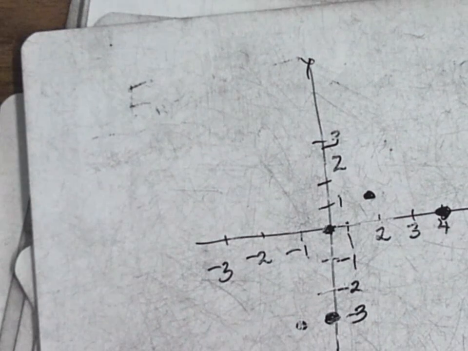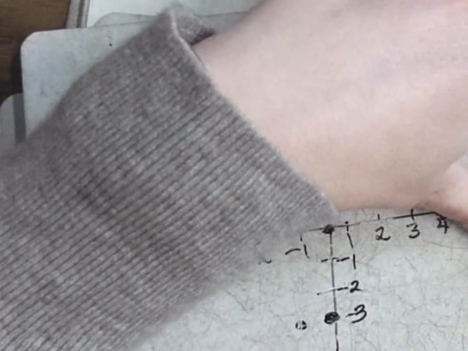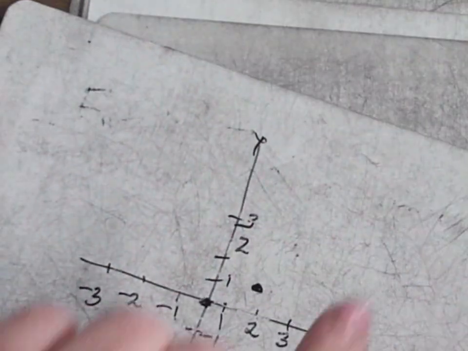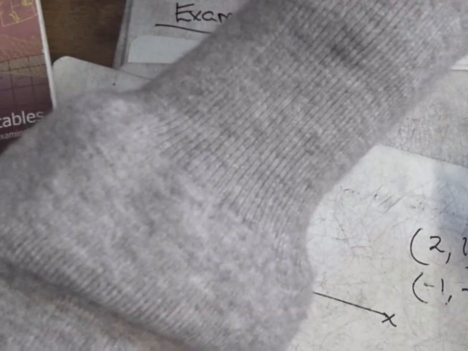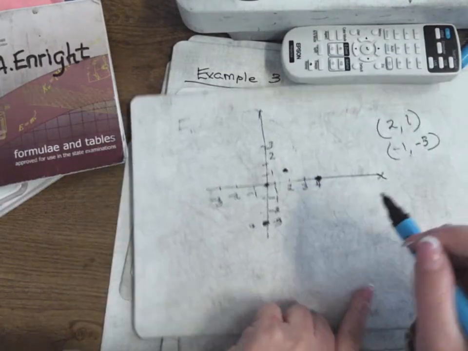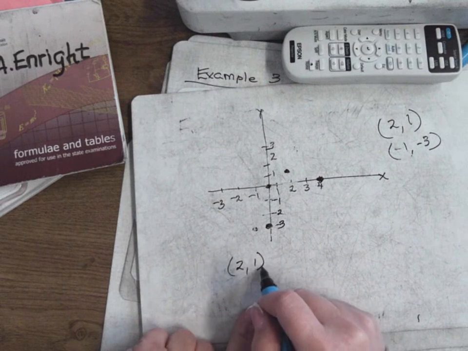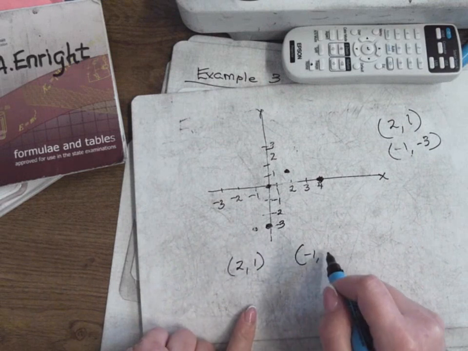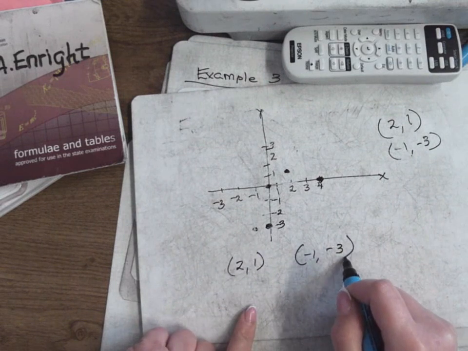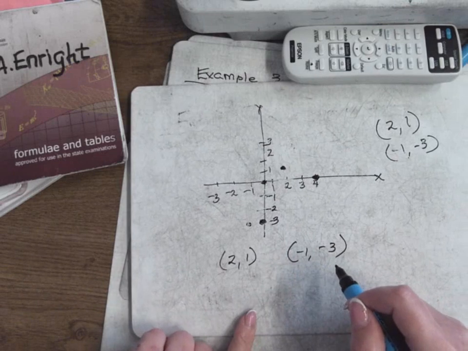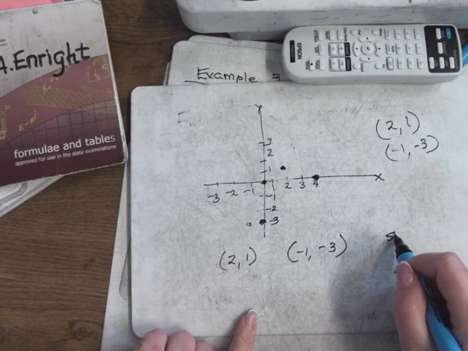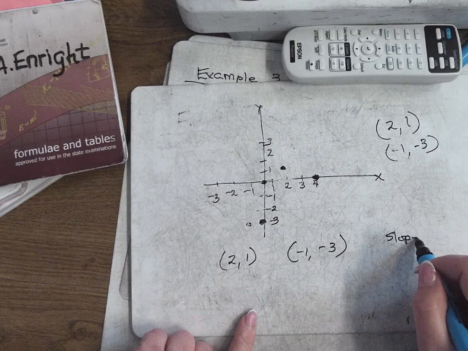Right, okay, so if I said, here's my 2 points. Right, zoom out, I can. Thank you, because I would have forgotten. So here's 2 points, 2, 1, and -1, -3. And the question is, find the slope of the line that joins these 2 points.